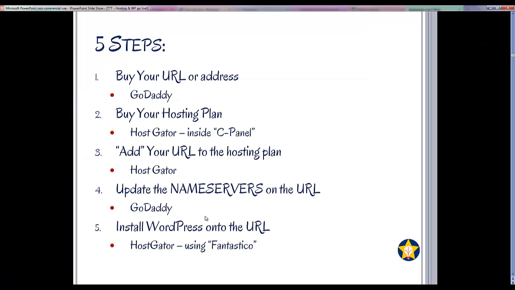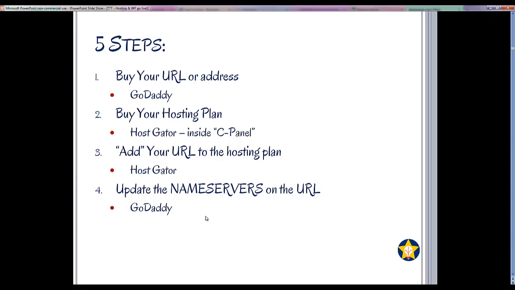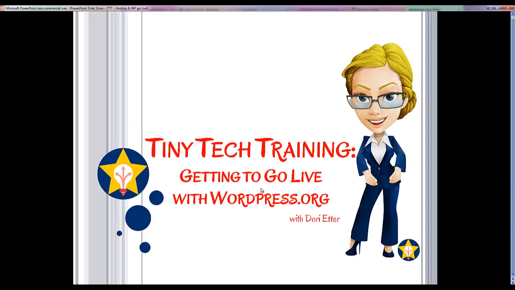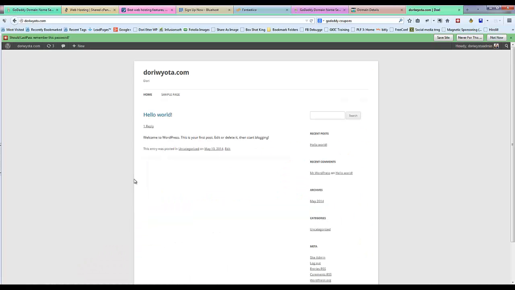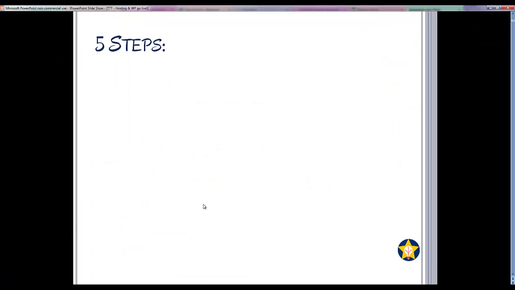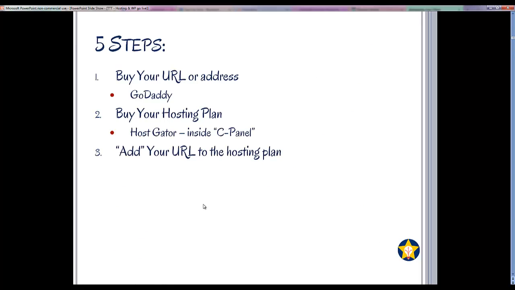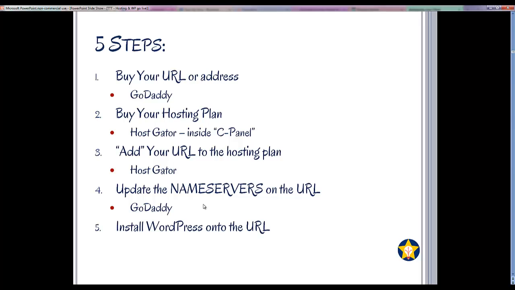So I've done each of these 5 steps, and I now have an actual live site on WordPress.org. Now, it's not pretty yet, right? We're going to cover those things next, but this gets you the steps that you need to go from I have my URL to I now have an actual website. And again, the 5 steps are buying your URL or address, buying your hosting plan, adding your URL to that hosting plan, updating the name servers on the URL, and installing WordPress onto that site.